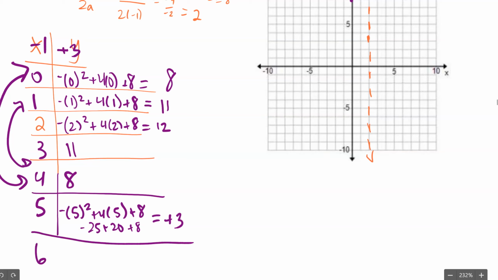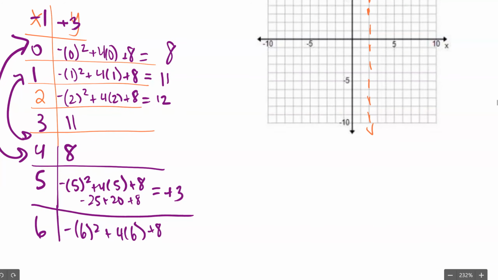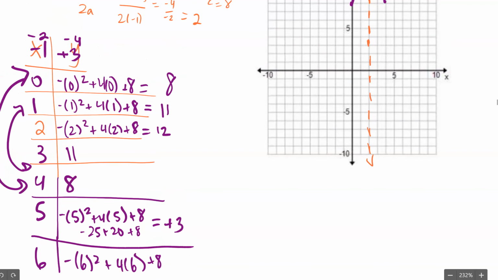Okay, so I have to plug in another number, 6. Negative 6 squared plus 4 times 6 plus 8. Minus 36 plus 24 plus 8. That's 12. So this is negative 4, which means when x equals 2, I have negative 4. Okay, so negative 2, comma negative 4, negative 1, comma 3, 5, comma 3, 6, comma negative 4.